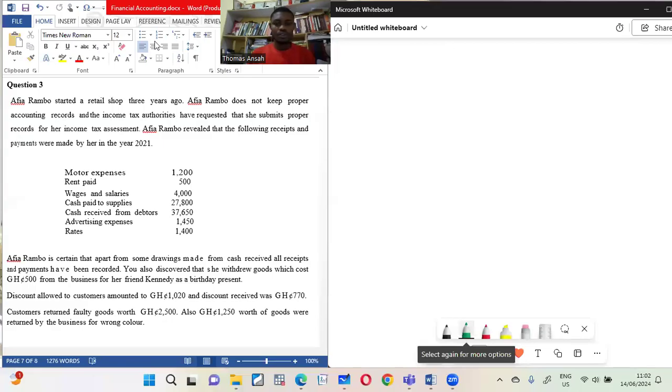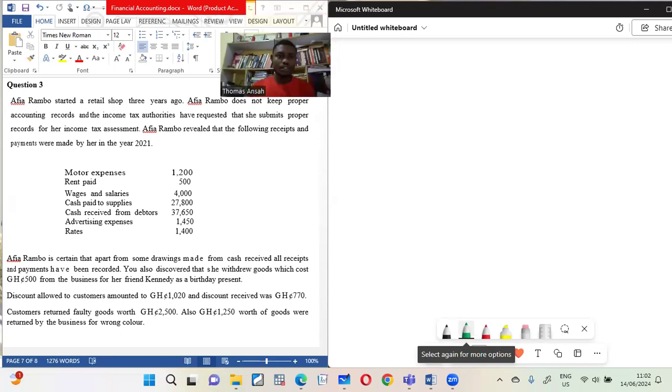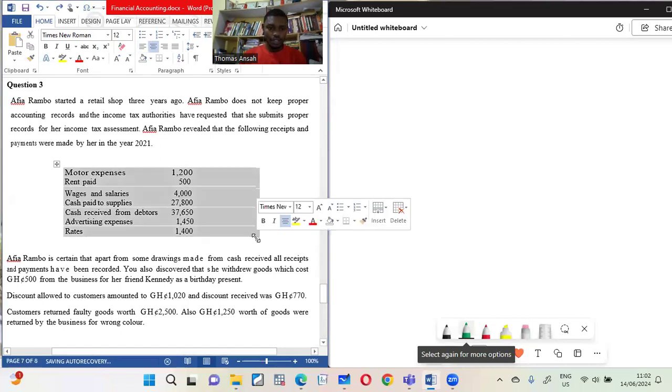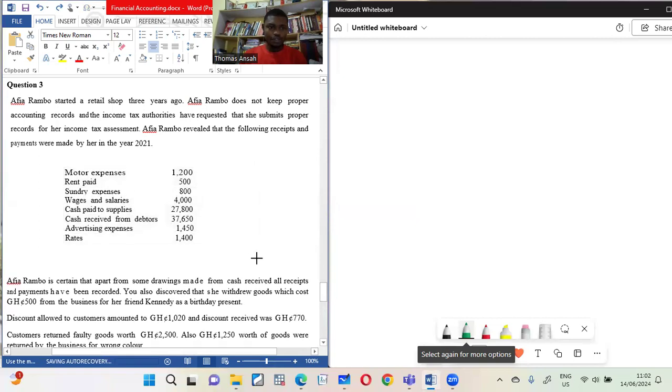All right, so guys, we want to do the last tutorial set question. That is tutorial set question 3. If you have the question printed, this is what you will see. But if you have the question in a soft copy, you see this thing that is here. If you expand it, if you drag it down, you realize that the question you have printed has an omission of sundry expense of 800.